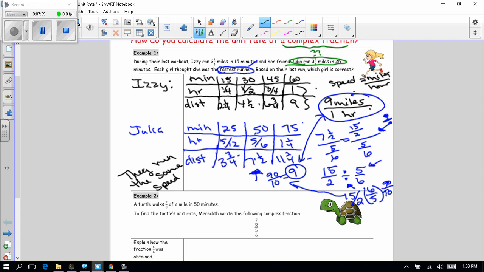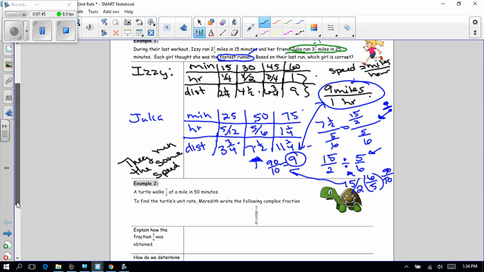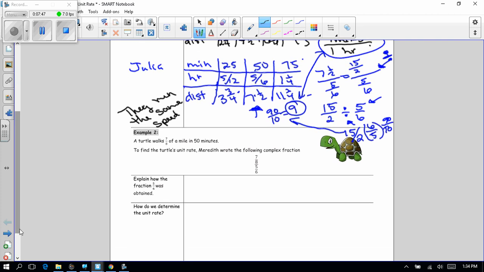A turtle is walking 7/8 of a mile in 50 minutes, right? Because turtles aren't walking very fast. All right, 7/8 of a mile in 50 minutes. To find the turtle's unit rate, Meredith wrote the following complex fraction.